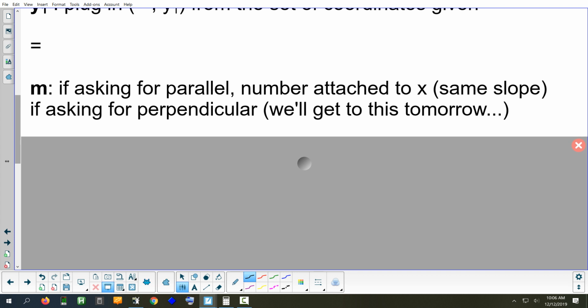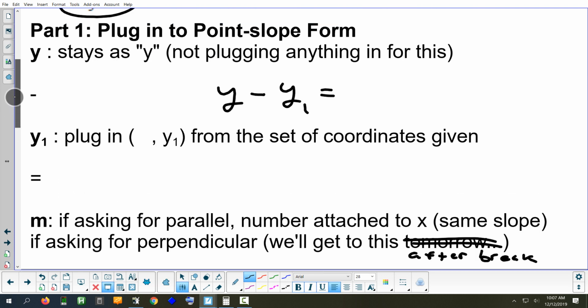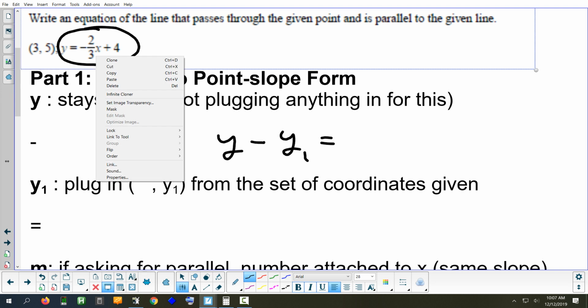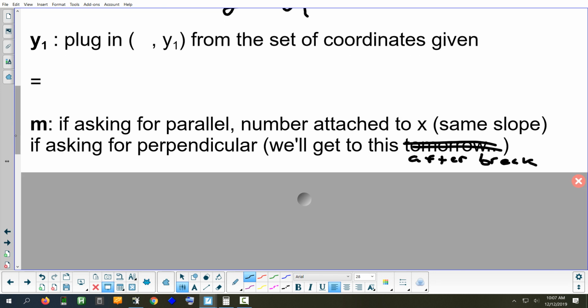So, if the problem is asking for parallel, which every problem you do today will, we're not going to get to perpendicular tomorrow. This will be after break. If they want to know a line that's parallel, it's just the number attached to the x. That's it. That's the slope you're going to use. Look at your problem. Look at the number attached to the x. That's going to be the m that you're going to fill in the formula. Okay, exactly the same slope. Perpendicular, I'll show you after break.